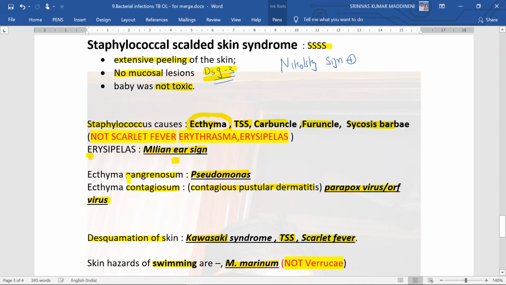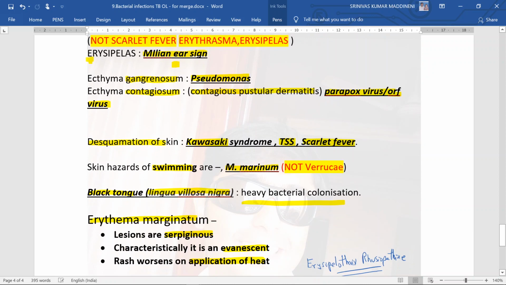And ecthyma, if it has a tail of gangrenosum, then it is caused by Pseudomonas aeruginosa. And if it has a tail of contagiosum, then it is altogether a different cause. It's a virus, namely parapox virus or ORF virus. So you must be very careful while answering in the examination. Discoloration of skin can be seen in Kawasaki syndrome, toxic shock syndrome, and scarlet fever.